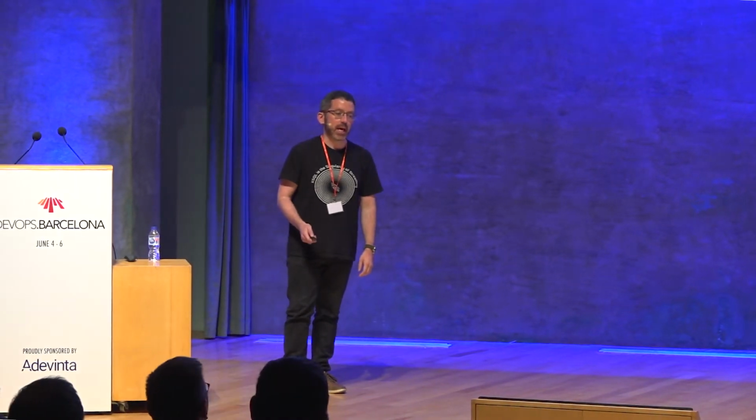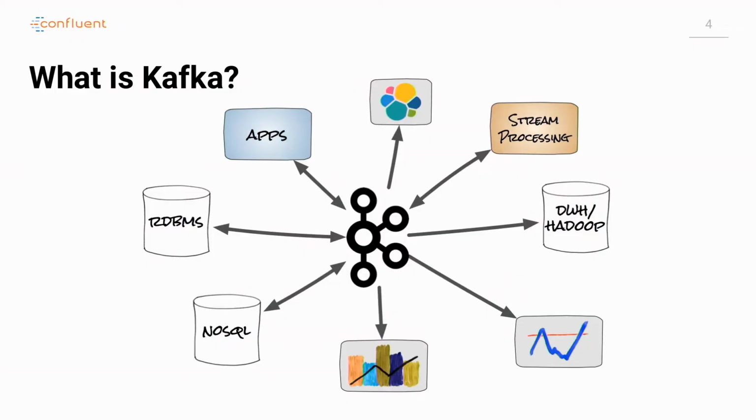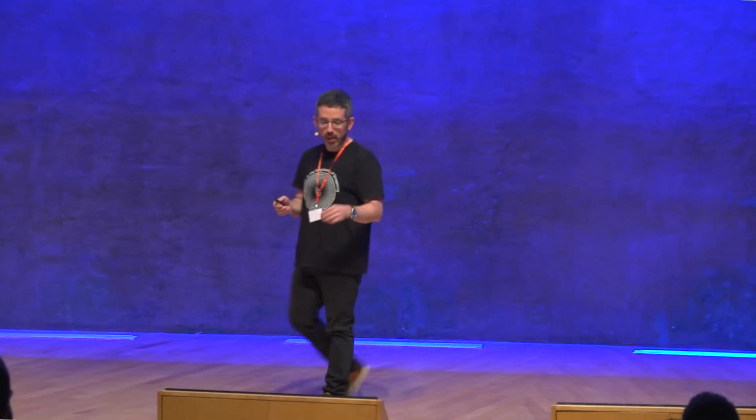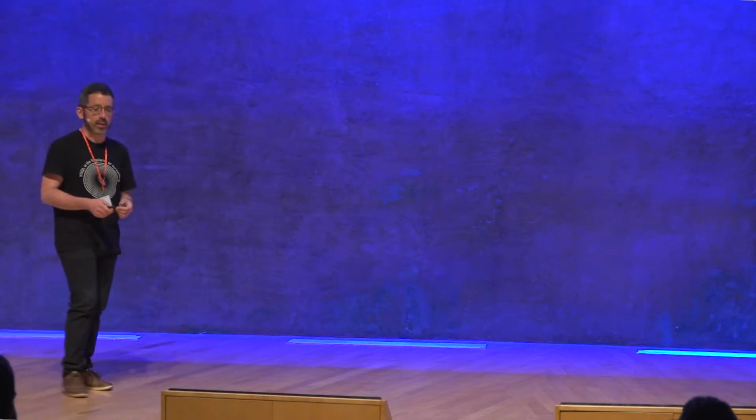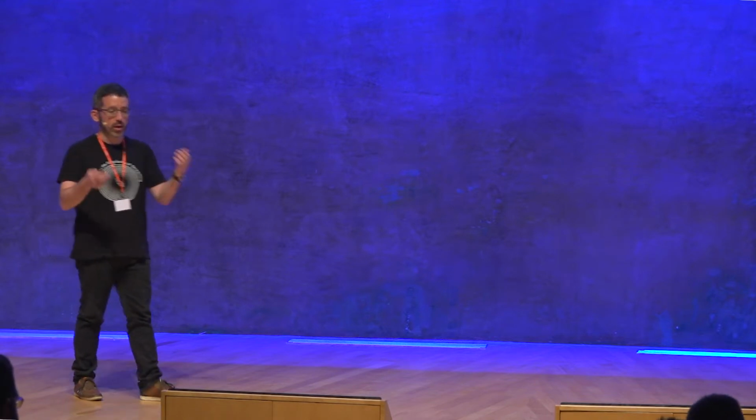So what is Apache Kafka? At the end, Apache Kafka is a system to connect applications. It's the central neural system of your infrastructure. It can serve to connect applications, to connect a database, a NoSQL database, to your Elasticsearch, to your stream processing, offload stuff to a data warehouse or Hadoop, etc. It is your connection.